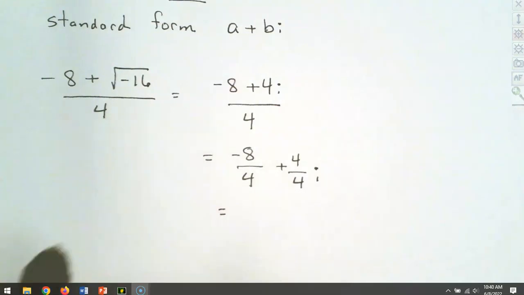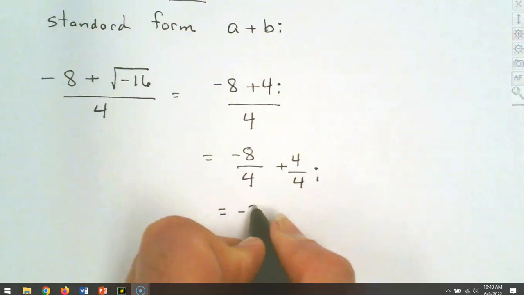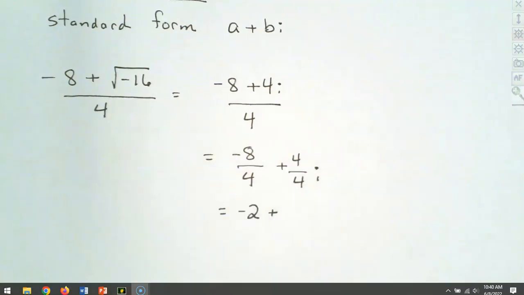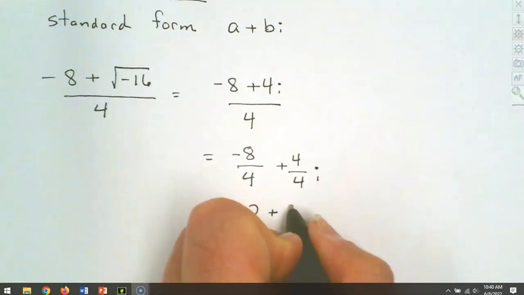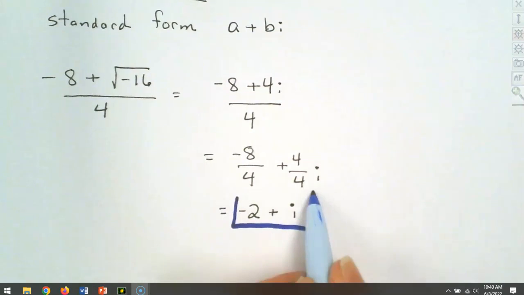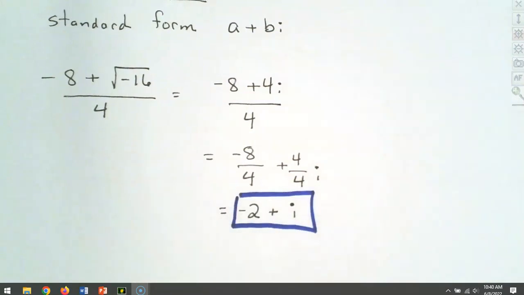So what's it going to reduce down to? Well, negative 8 over 4 is a negative 2. What about 4 over 4? 4 over 4 is 1. So that's 1i, and we just write that as an i. So that would break down and become, in standard form, minus 2 plus i. So you break up your square root, and then you split the fraction into the 2 halves, and you reduce down each one individually.